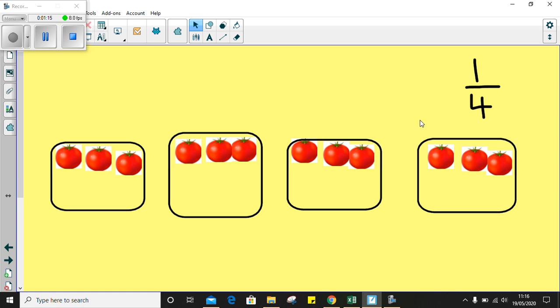So I can see there that 1/4, one group of 4, is equal to 1, 2, 3. So I can see that 1/4 of 12 is equal to 3.